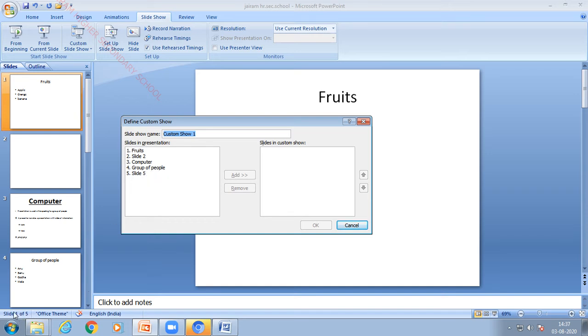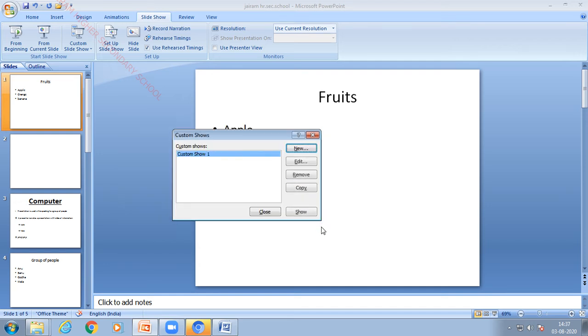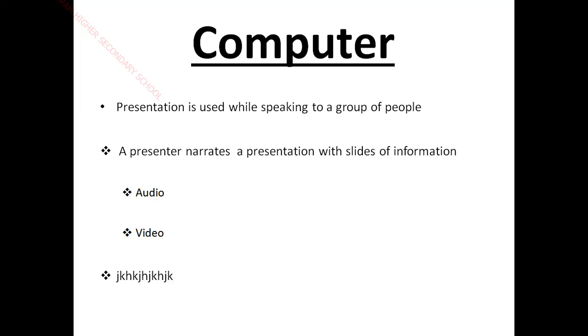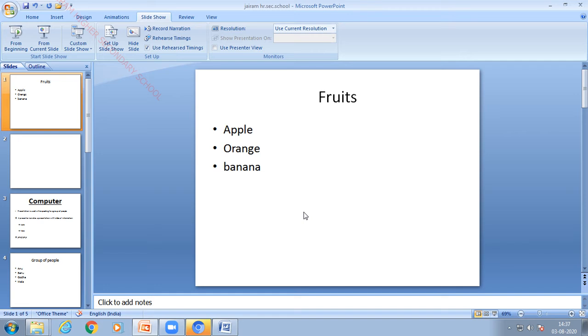Totally how many slides we have created? Totally we have created 5 slides. Those slides will appear here. So I'm going to select this computer slide, then click add. So I'm going to select this fruit slide, then select add, then click OK. Then click show option. The particular slides alone will appear on the screen. So you have to press escape key to come back to the previous position. So what is the use of custom slideshow? It is used to display the selected slides on the screen.